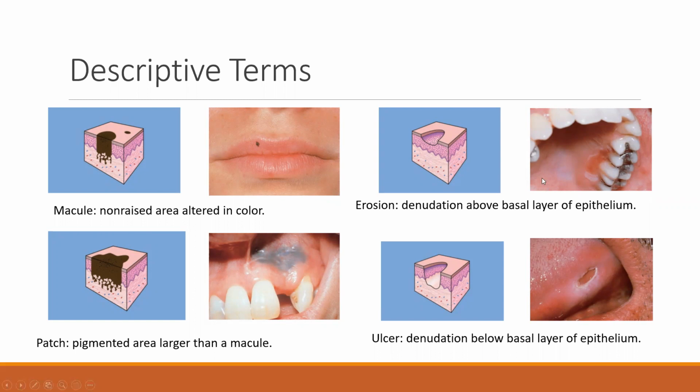Erosion and ulcer are different, because erosion is denudation above the basal layer of epithelium. So this being the basal layer, anything on top of this, if there is loss in continuity, is called an erosion. And exactly the opposite, if it goes beyond the basal layer of epithelium, it's called an ulcer.